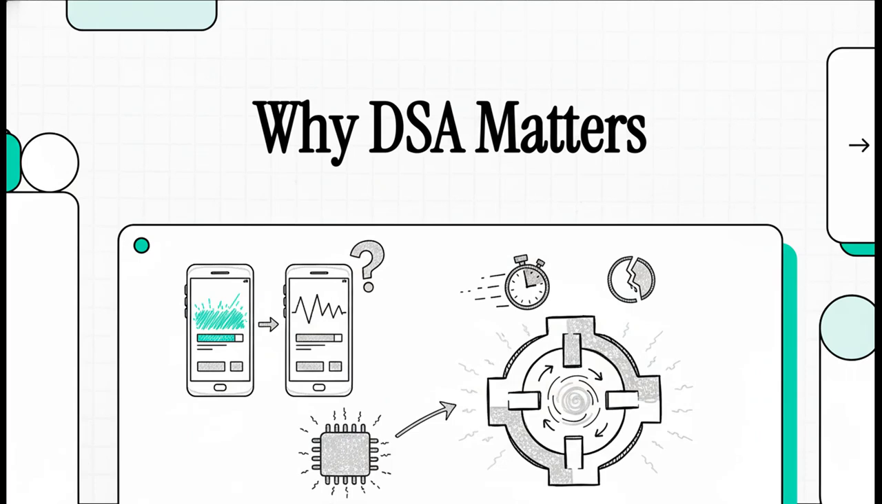What if I told you that the difference between an app that feels lightning fast and one that's just painfully slow usually has nothing to do with the hardware? Nope, it's something much, much more fundamental. Today, we're going to pull back the curtain on the secret engine that powers high-performance software.